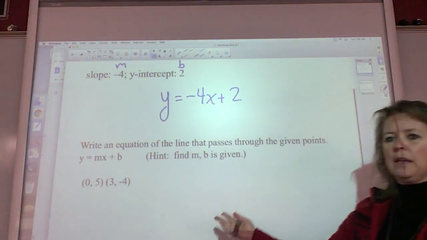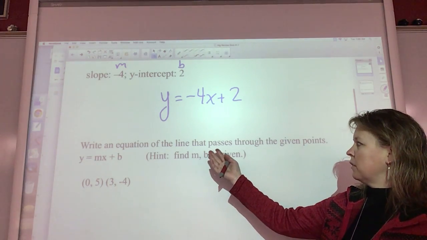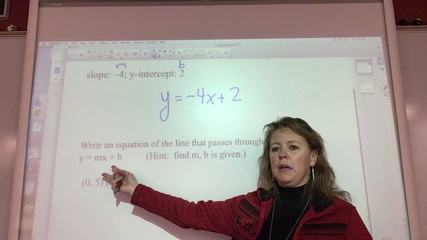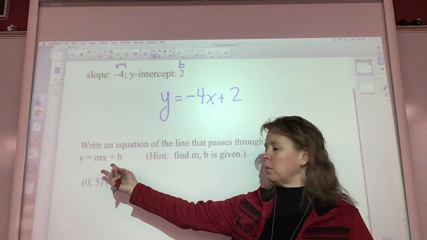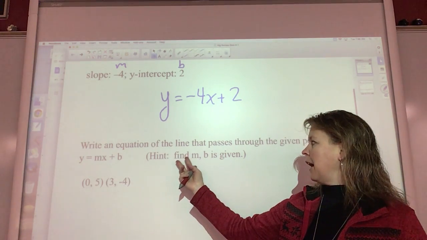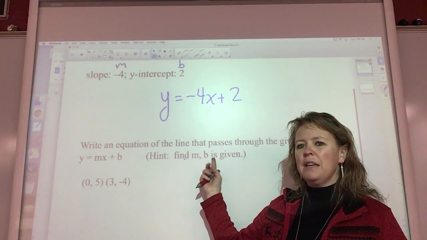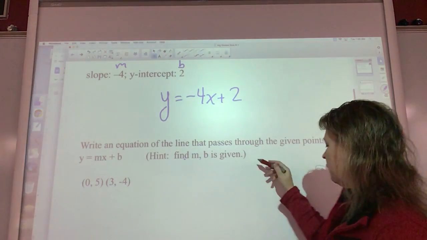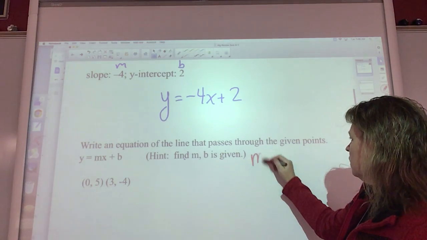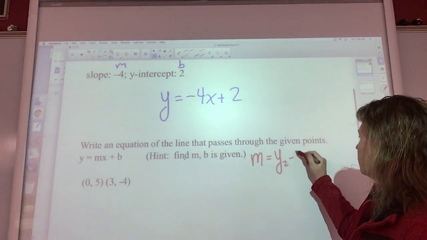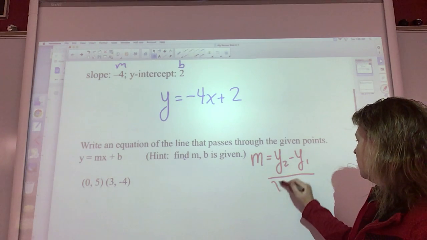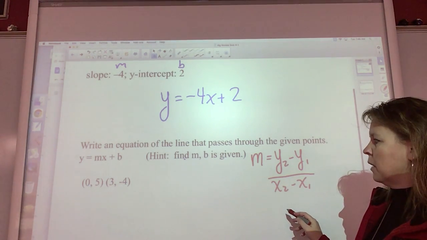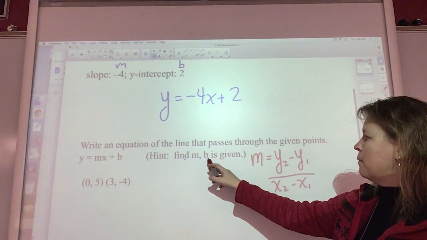Then they step it up to the next notch, saying, write an equation of the line that passes through the given points. Y equals mx plus b again. The whole test is y equals mx plus b, quiz. Hint, find m. B is technically already given to you, even though it doesn't say, hey you, there's b. To find m, we need to do the slope formula, and this will be on your quiz. You don't have to try to find it or memorize it. y2 minus y1 over x2 minus x1. Find m. B is given.